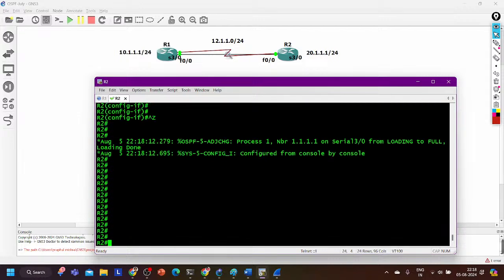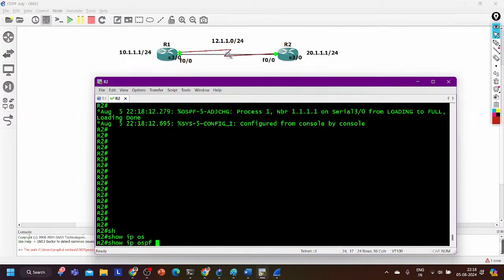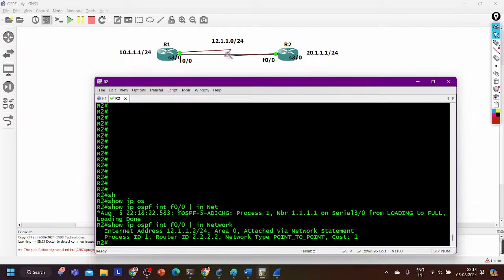Now on the serial link, see the default network type. Show IP OSPF interface serial 3/0 include network. The network type is by default point to point. Cost is 1.